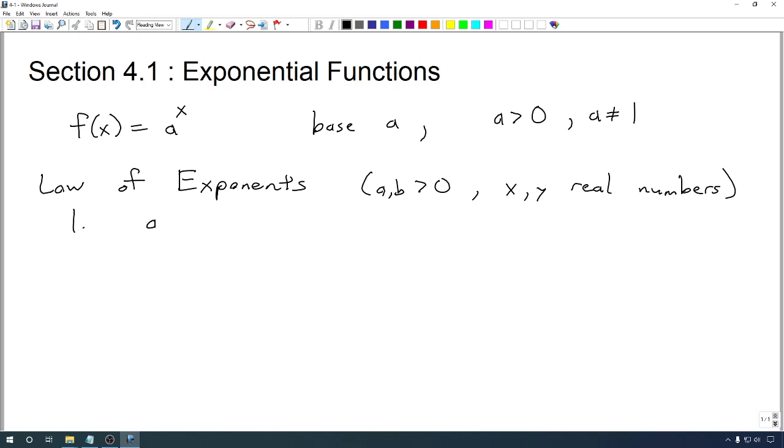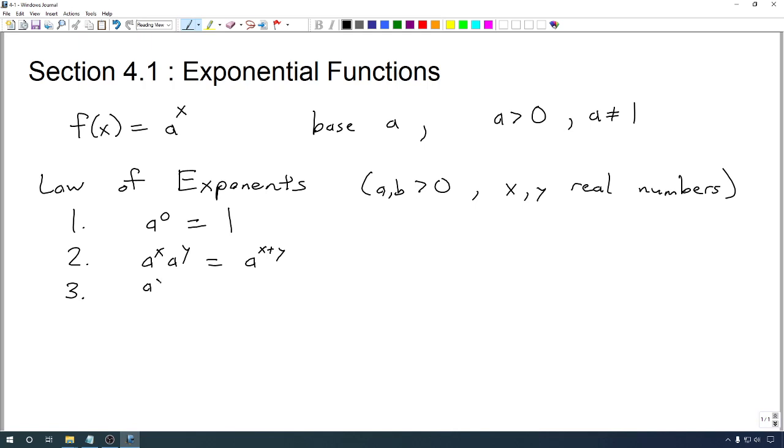First one, a to the 0th power is always 1. We actually mentioned that. That's why we had to exclude a equals 1. But it is an important law of exponents. Two, if we take the product of a to the x power and a to the y power, the product of two powers with the same bases is the same as that same base to the power of x plus y. So a product on the outside is equal to a sum on the inside.